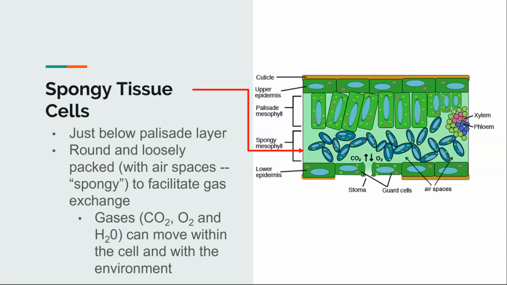Below the palisade layer is a layer called the spongy mesophyll, or just the spongy tissue cells. These are round and loosely packed with a lot of air spaces, just like a sponge, and that would be to facilitate gas exchange, so gases can move in and out. What do we mean by gas exchange? Think again to photosynthesis. The gas exchange we're talking about is carbon dioxide in to the plant, oxygen out of the plant.